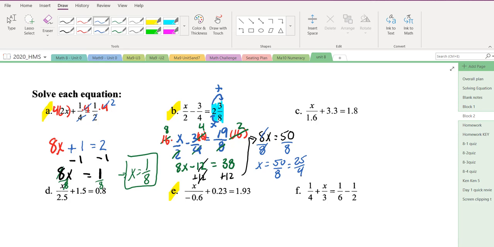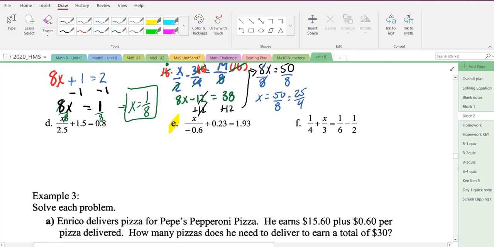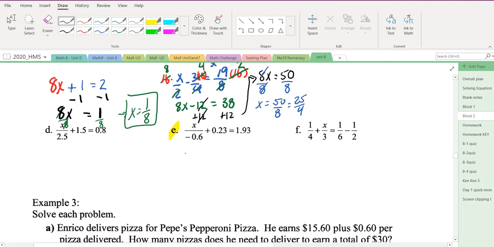Now, E is very similar to all these ones, right? Except for having whole numbers, we have decimals. So if you see a denominator at the bottom, our first step is to get rid of that denominator. There's only one denominator, so our common denominator is going to be negative 0.6. So we're going to multiply everything by negative 0.6. I'm going to start that on a new line just to make it a little bit nicer to see.